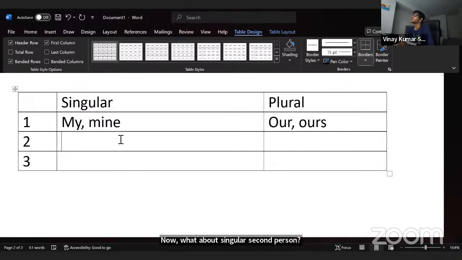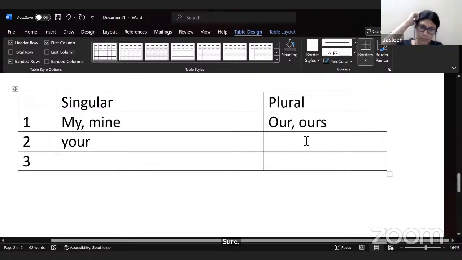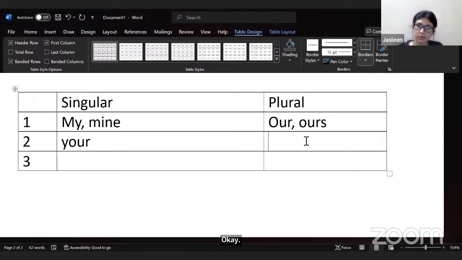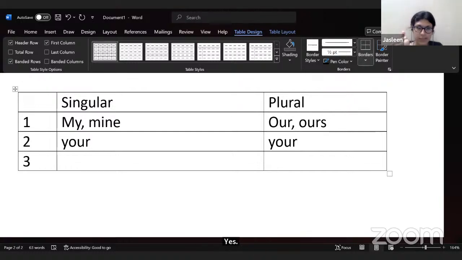Your. Okay. What about plural second person? Think of a situation. You all. Yes. So, under the possessive noun, singular and plural for second person remains the same.